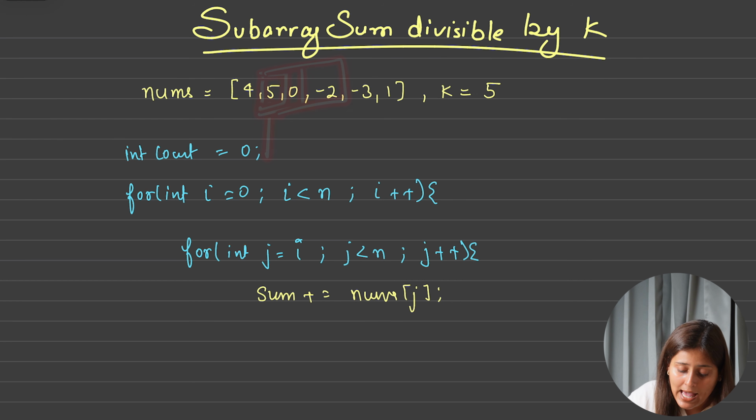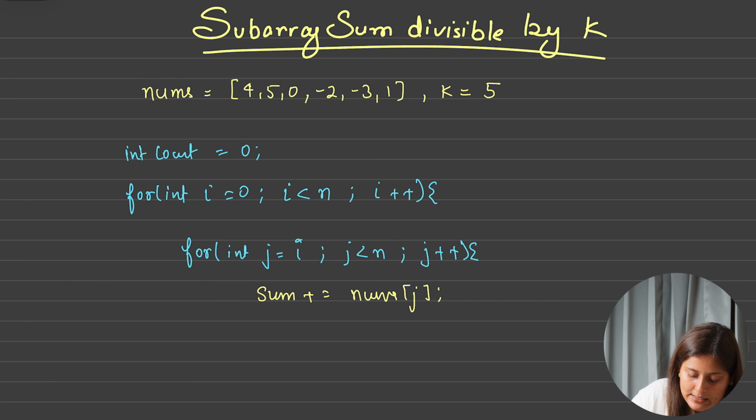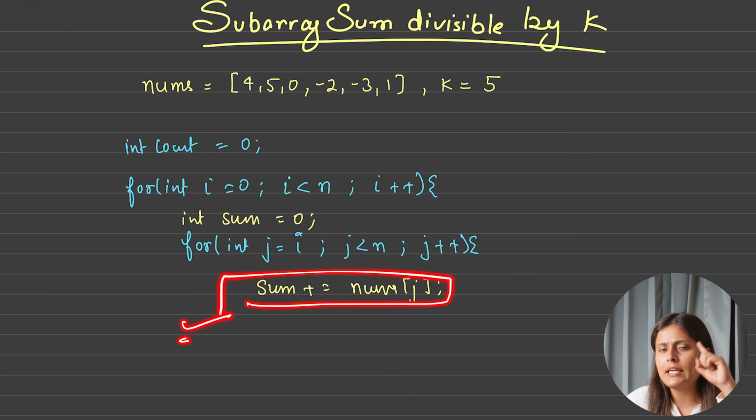Yes. So can I say I have to initialize this sum variable just above this for j loop? Yes. So what I will do? Int sum is equal to 0. Okay, now after calculating this sum, what is our task? We have to check if this is a valid subarray sum or not.